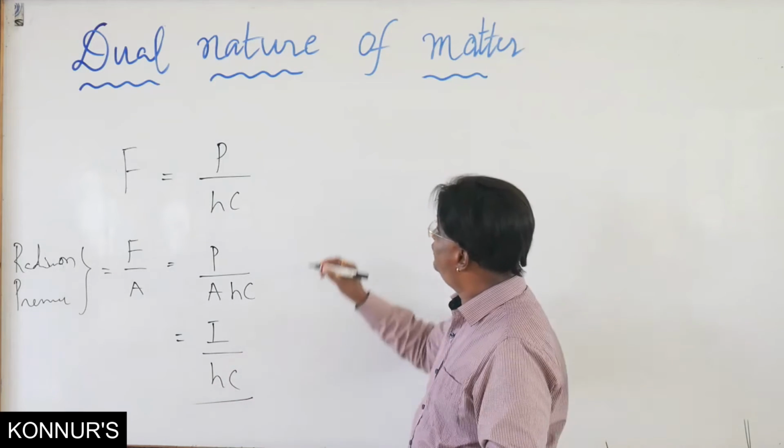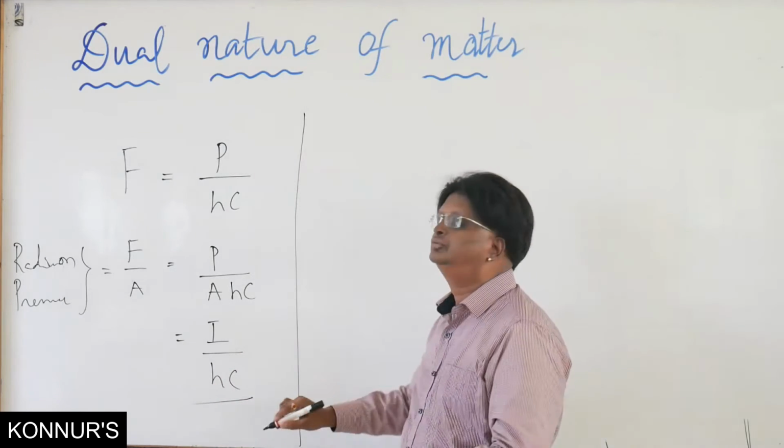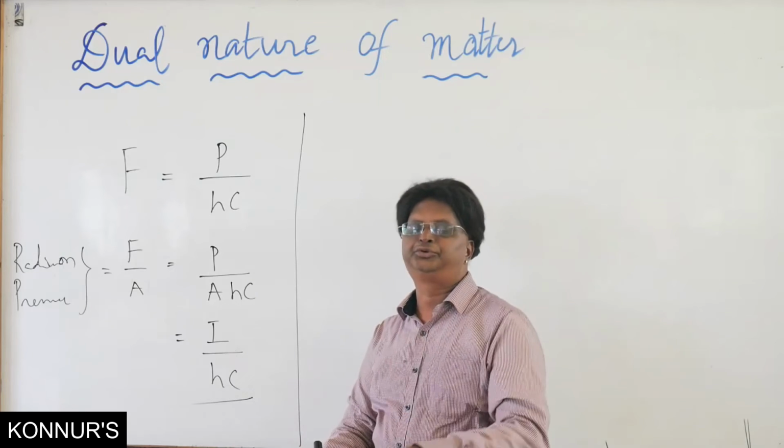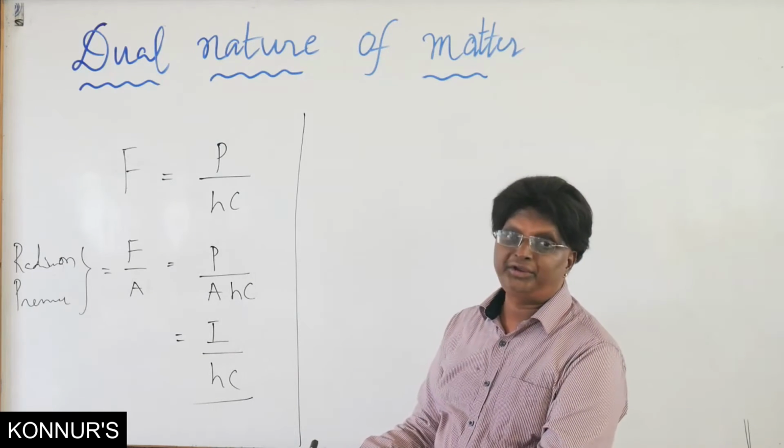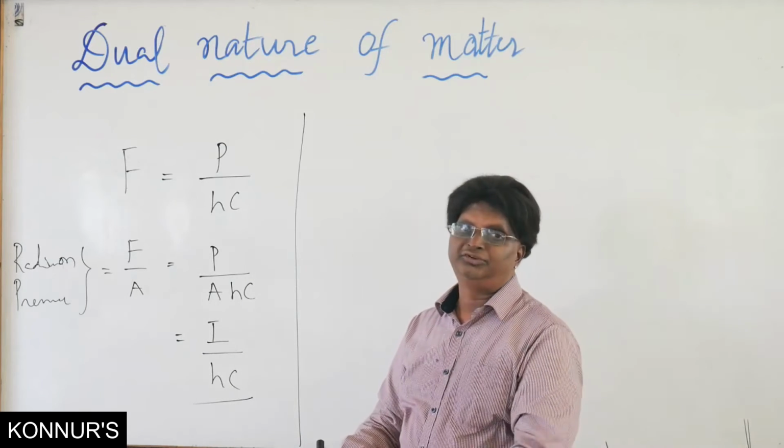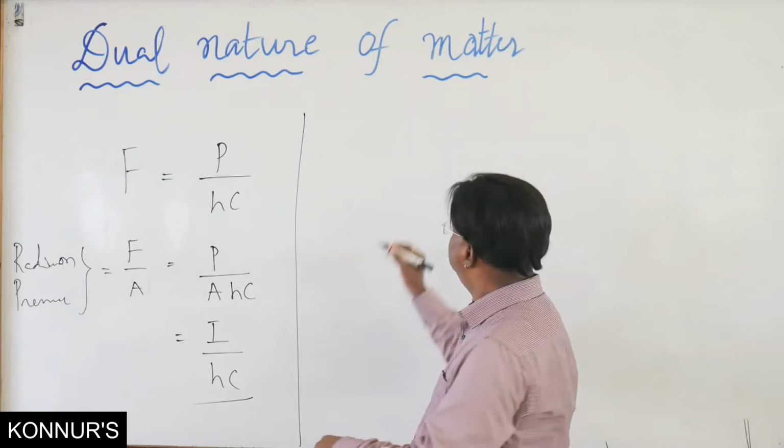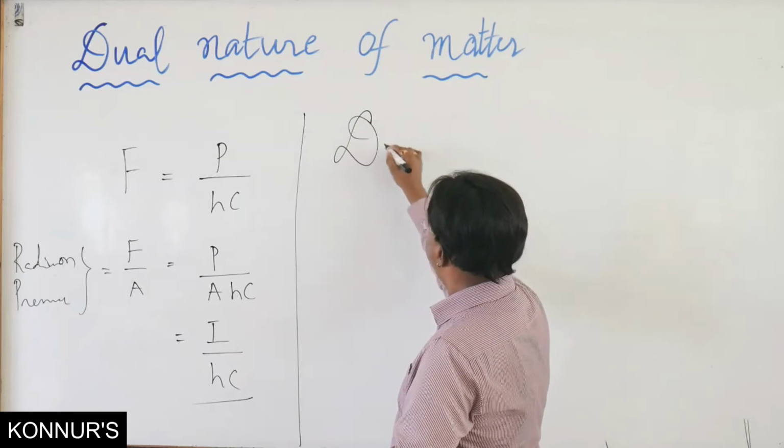Now, this is about the concept of photons. Now let us come to the concept of matter waves, the dual nature proposed by de Broglie. So, de Broglie matter waves.